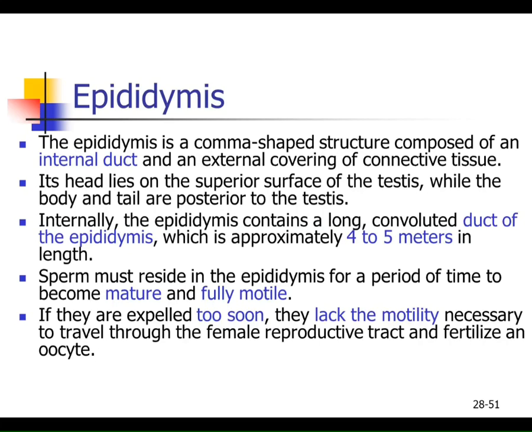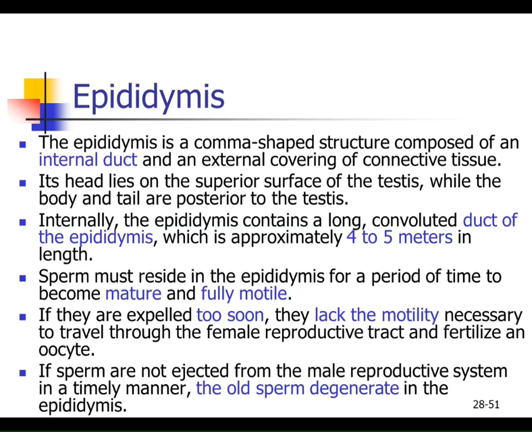So timing is more important than frequency when it comes to getting pregnant. To have frequent intercourse when the sperm are actually not mature enough is not more beneficial than simply timing it more properly. If they're expelled too soon, they're just not going to be motile. And again, we know that old sperm that are not ejected or ejaculated are going to be broken down through apoptosis.